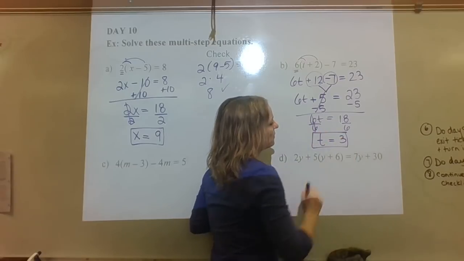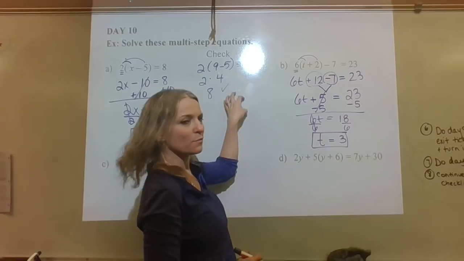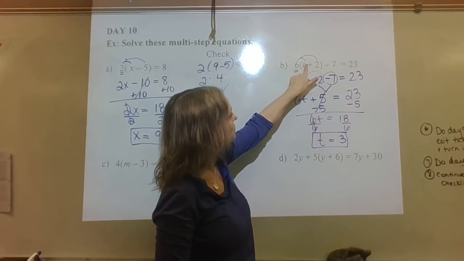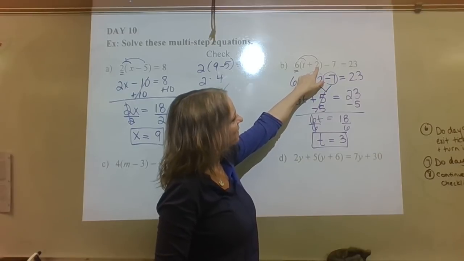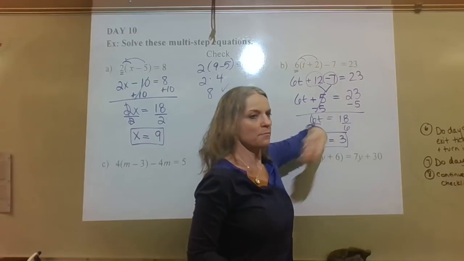All right, boom. Okay, now let's make sure you guys are getting in the habit of, even if you're not writing a check step, that you're still checking it. So if I put 3 up there, I would do 3 plus 2, that's 5, times 6 is 30, minus 7, yep, it makes 23.